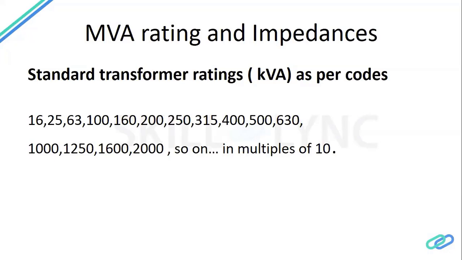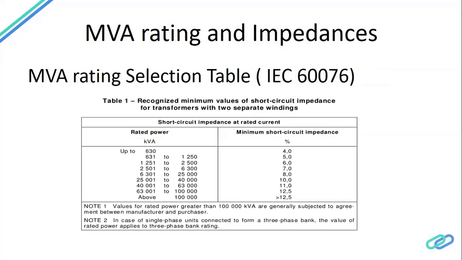This will all be specified in the codes and standards for the purpose of standardization all over the world. Now you can see the standard table from IEC 60076 for the selection of impedance. In the first column, the rated power is given for some ratings, like up to 630 kVA, 4% impedance is allowed. For 631 to 1250 kVA, 5% impedance is allowed. So these impedances are standardized by the codes and standards, and all the manufacturers have to follow.